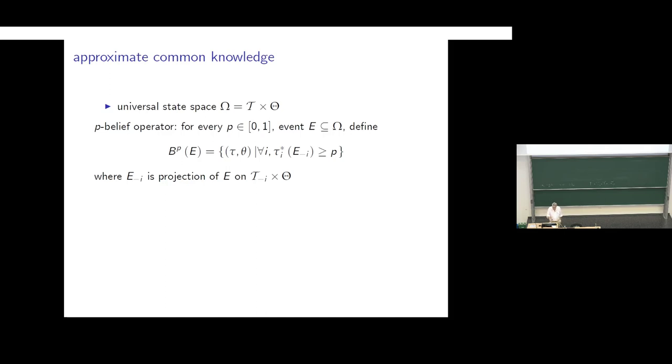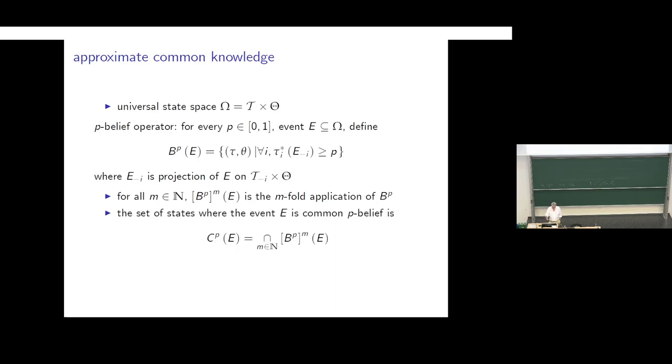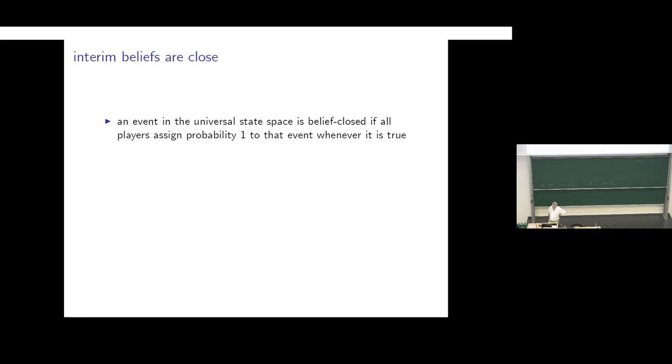Okay? So for player i, we're writing E_{-i} for the projection of the event E onto the types of others and the state of the world, which is what player i's beliefs are defined on. So we could then talk about the nth order application of this operator. We're always going to be remaining within this set omega. And we'll say that the event E is common p-belief if it is the intersection of all the nth order p-belief statements. Okay? An event on the universal type space is belief closed if all players assign probability 1 to the event whenever it's true.